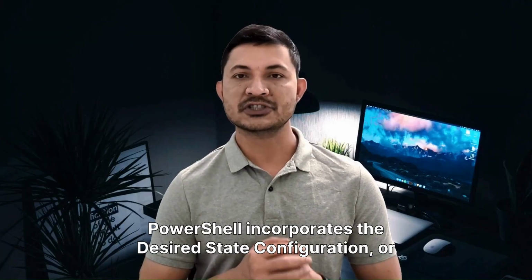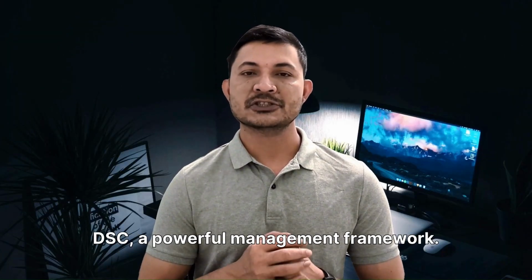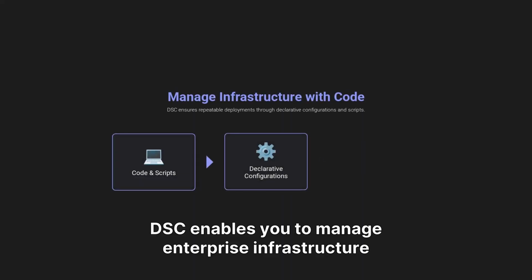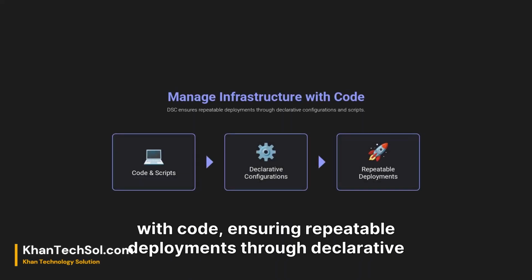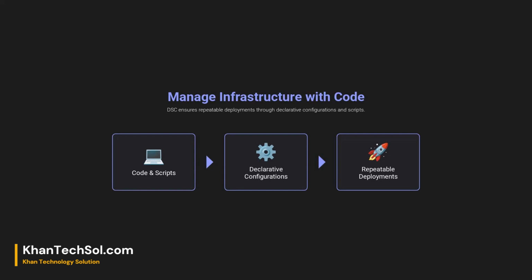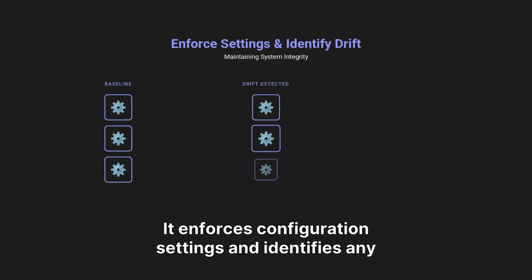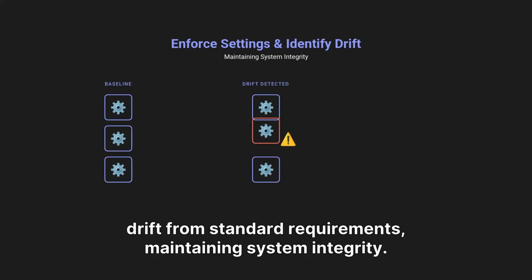PowerShell incorporates Desired State Configuration, or DSC, a powerful management framework. DSC enables you to manage enterprise infrastructure with code, ensuring repeatable deployments through declarative configurations and scripts. It enforces configuration settings and identifies any drift from standard requirements, maintaining system integrity.